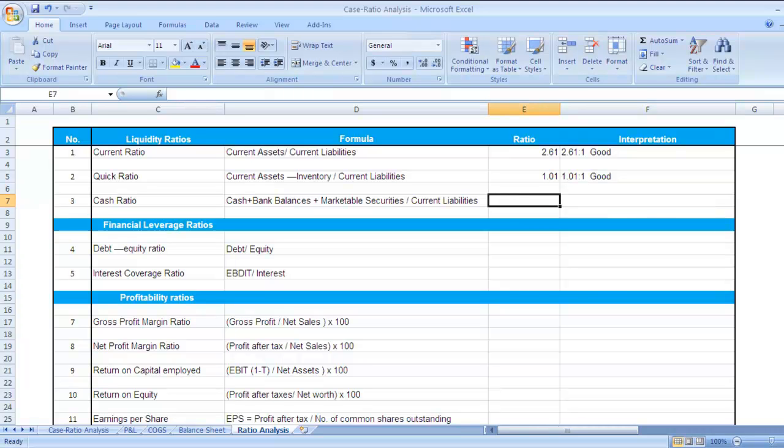With this let's move to the next ratio, that is cash ratio. What is cash ratio? Since cash is the most liquid asset, a financial analyst may examine cash ratio and its equivalent to current liabilities. Trade investment or marketable securities are equivalent of cash, therefore they may be included in the computation of cash ratio. The formula is cash plus bank balances plus marketable securities divided by current liabilities.